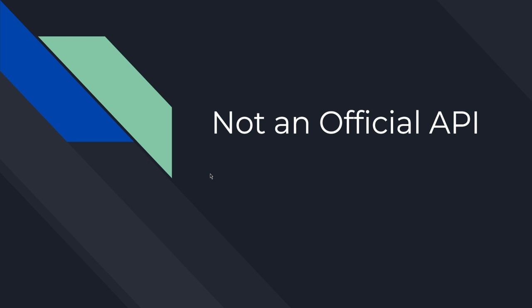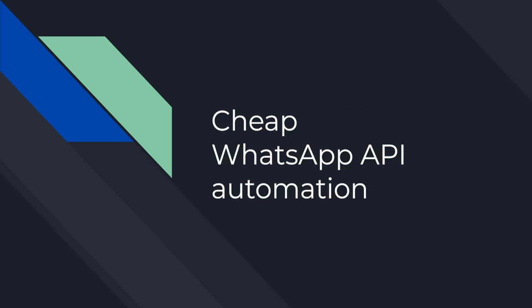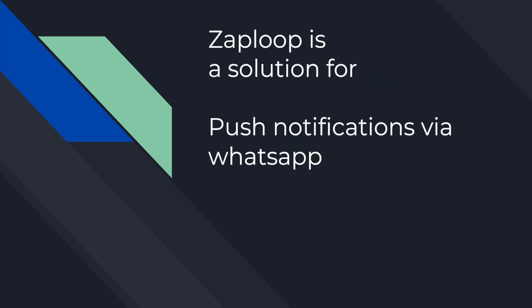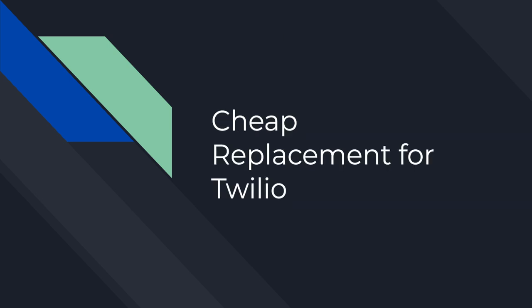Zaploop is not an official API. It's a cheap WhatsApp API automation and is not intended for real-time copies of WhatsApp web. Zaploop is a solution for push notifications via WhatsApp, meaning sending alerts and notifications to your users. It's a cheap replacement for the Twilio API.